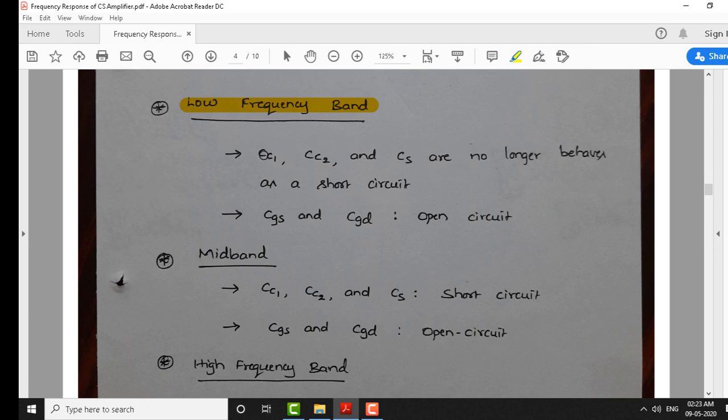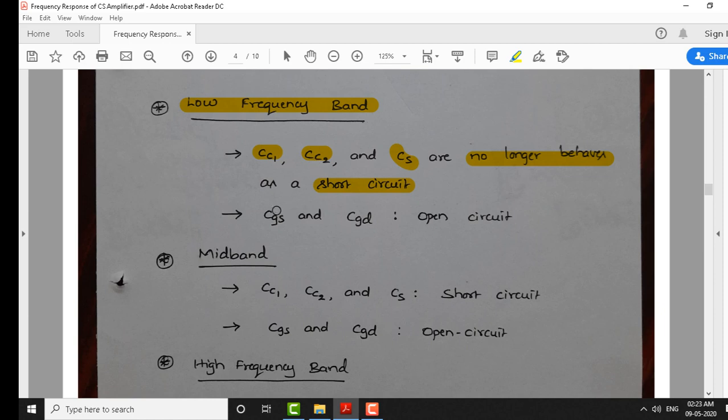In the low frequency band, coupling capacitors CC1, CC2 and bypass capacitor CS no longer behave like a short circuit. As we mentioned in our modeling, the reactance of these three capacitors becomes very, very high. So they tend to behave like an open circuit, especially in the low frequency band. That's why in the low frequency region, the gain drops.